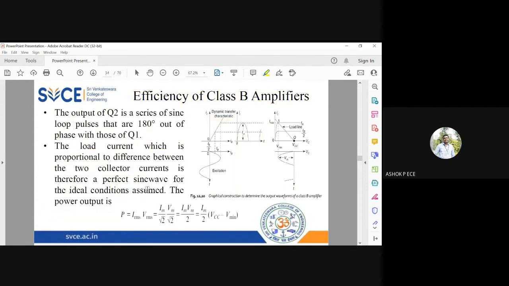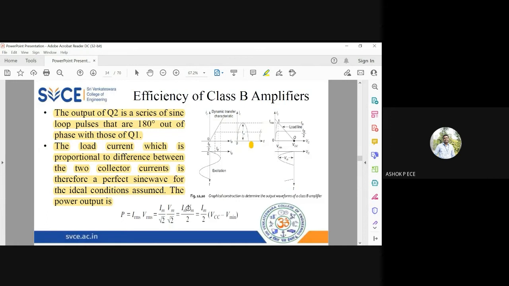So the waveforms are shown here. You can see that the input and output waveforms are 180 degrees out of phase, because in a common emitter amplifier, the 180 degree phase shift will always be there. The power output is given by Vrms into Irms. Vrms is Vm by root 2, Irms is Im by root 2, and so it is Im Vm by 2. It is Im by 2 into Vm.